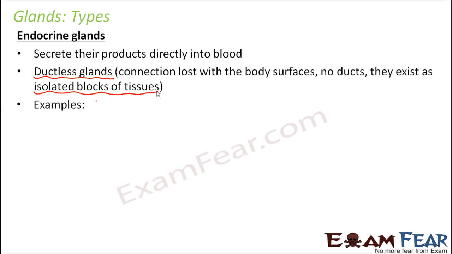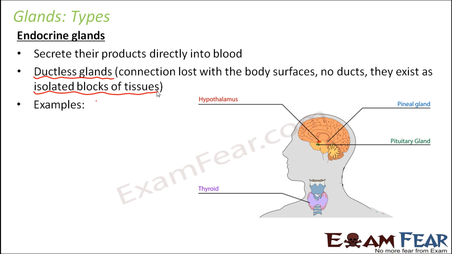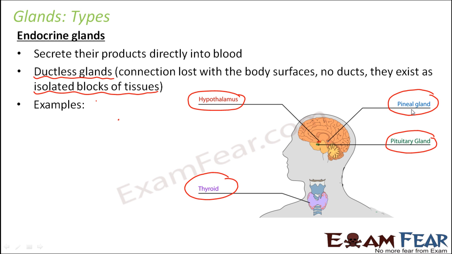Now some examples of endocrine glands, you can see, so many of them are present in the brain itself, like the hypothalamus, the pituitary gland, which is also known as the master gland, the pineal gland, and the thyroid gland. Even though you may not have heard all these names, you would at least have heard of the thyroid gland, because it is a very common name which you might have come across sometime. So this was a brief introduction to glands.